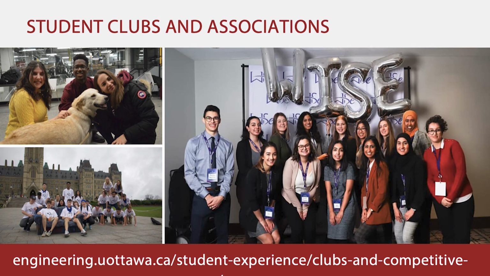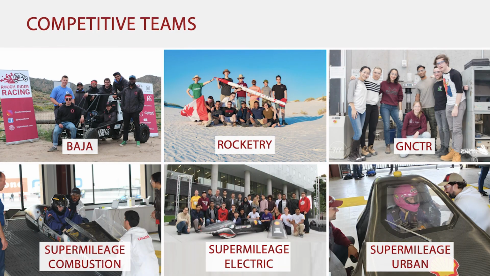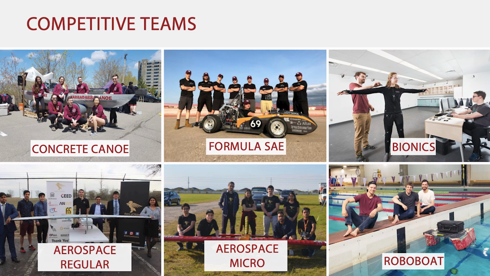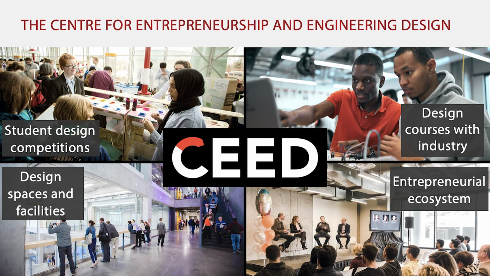Enjoy being part of a team building a highly fuel-efficient or off-road vehicle. Would you like to design a human hamster wheel for a museum display that teaches people about energy consumption? Then join an engineering club or team to work on these exciting types of projects. There are many competitive teams in the faculty, such as Baja, Rocketry, Super Mileage, the Concrete Canoe, Formula Racing Team, and Roboboat, to name just a few examples. The experience gained in these competitive teams will be very valuable on your resume once you start looking for employment. There are many other opportunities as well to develop your entrepreneurial and engineering design skills.